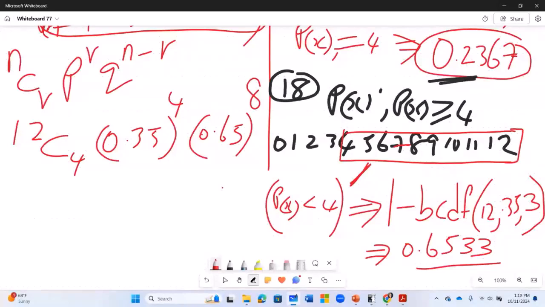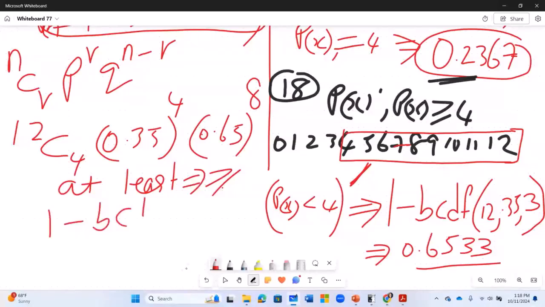So we have now solved the problem where we have an at least. Whenever you are given an at least problem, it means the same as greater than or equal to, and if you're putting it in your calculator, it is 1 minus binomial CDF, and it has to be n, p, r minus 1. It has to be 1 less than the number mentioned. It depends on what the question is.